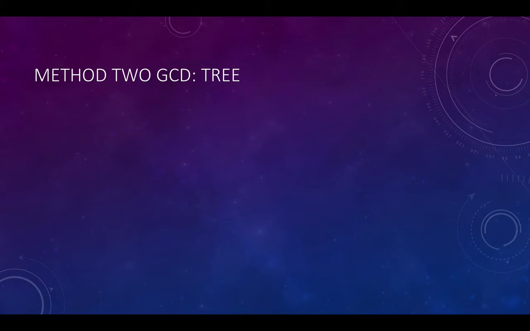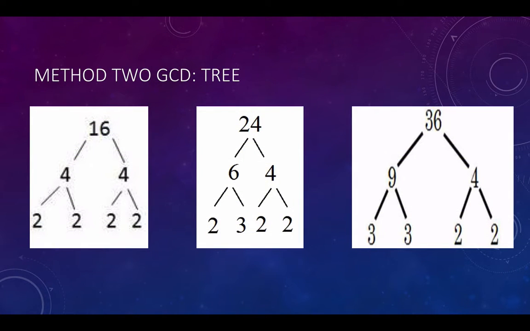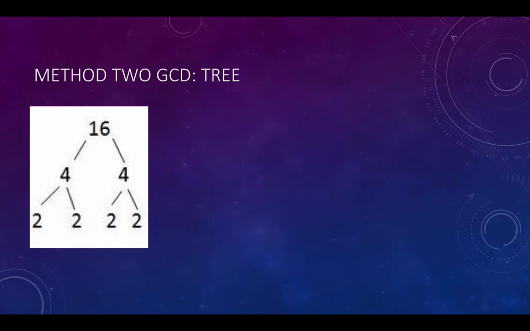Our next method is the tree method. So, let's back up. For 16, what we do is we take 16 and break it down. So what times what is 16? Well, we know 4 times 4 is 16. So we branch off the 16 and we write 4 and 4 to show that that equals 16.